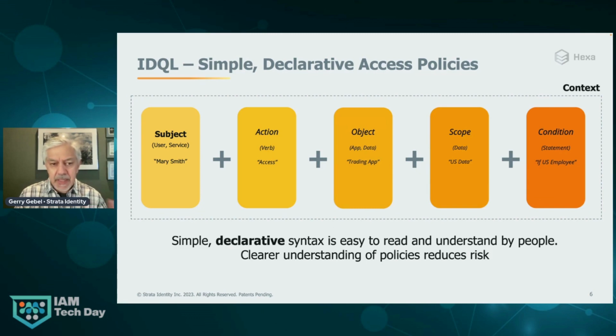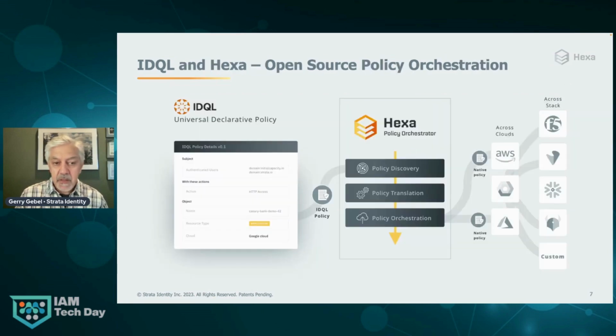Great. Anyone can define a policy specification and write out that spec and declare it. Great, but how can we use it? So this is where we built the HEXA open source policy orchestration project to actually bring this new standard IDQL to life. And during our early work on HEXA, we've come up with 3 main functions.